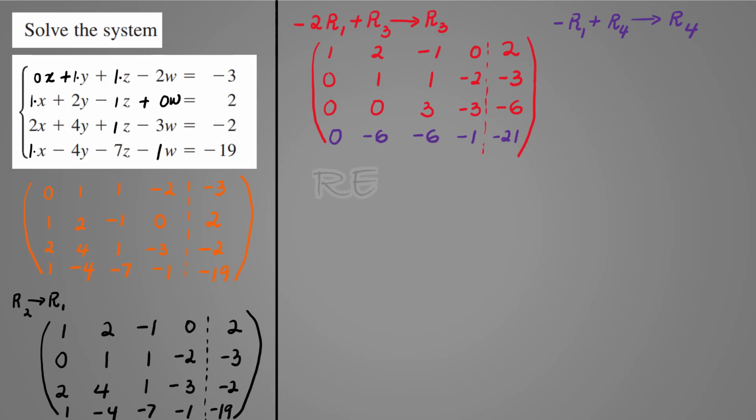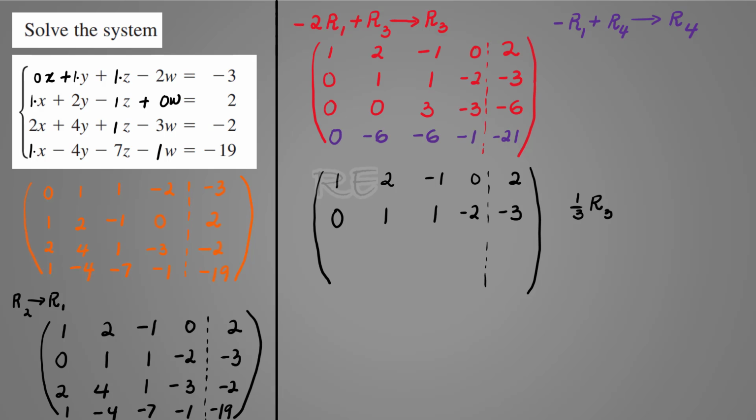Now that first row and second row is done, we're just going to rewrite them. We'll take 1/3 of R3 in R3. 1/3 of 0 is 0. 1/3 of 0 is 0. 1/3 of 3 is 1. 1/3 of negative 3 is negative 1. And 1/3 of negative 6 is negative 2.